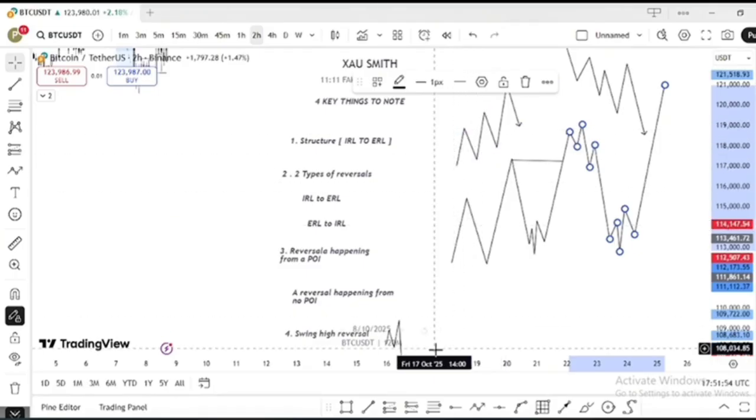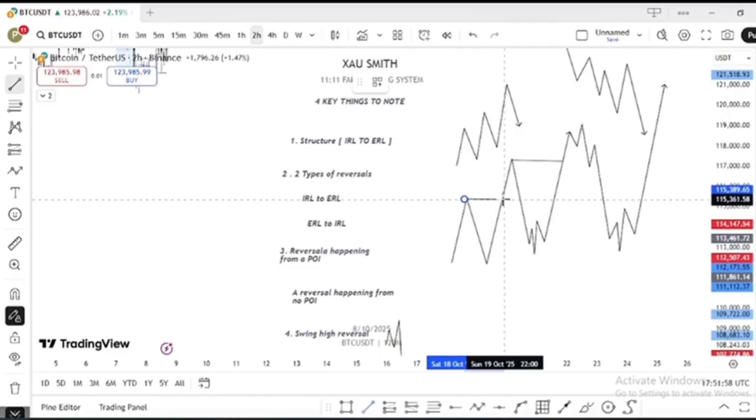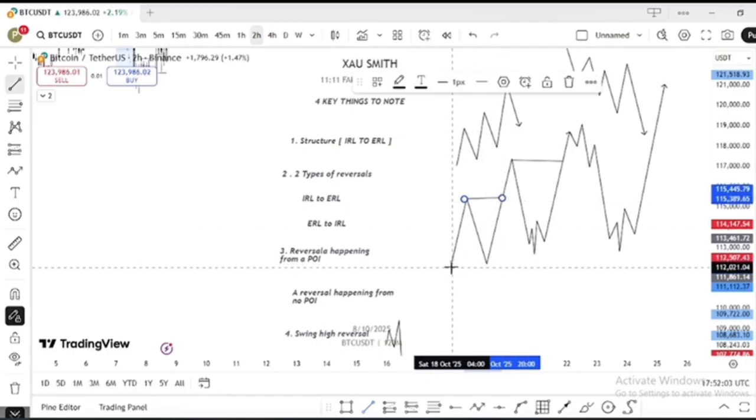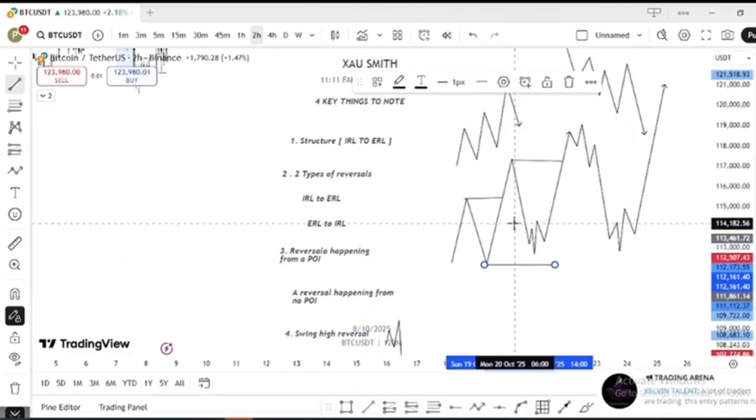So let me mark this. This is an all high that was taken, and this was the low. Let me put it here. All right, and this was the low. So now anything inside here is what? Internal range liquidity, being your fair value gap.